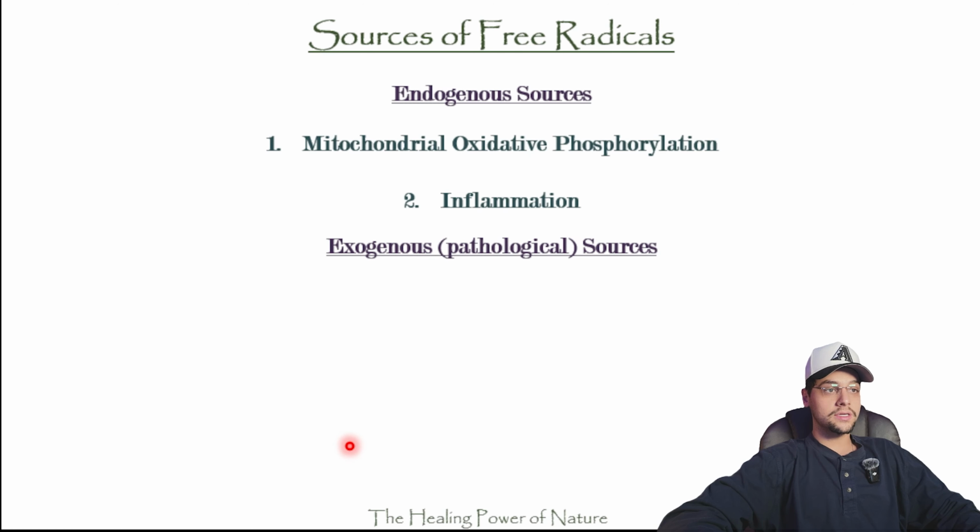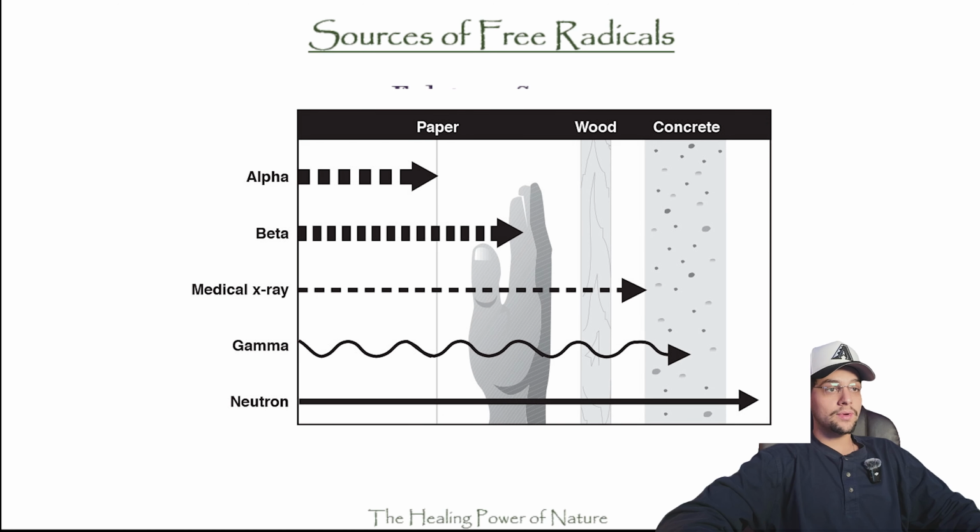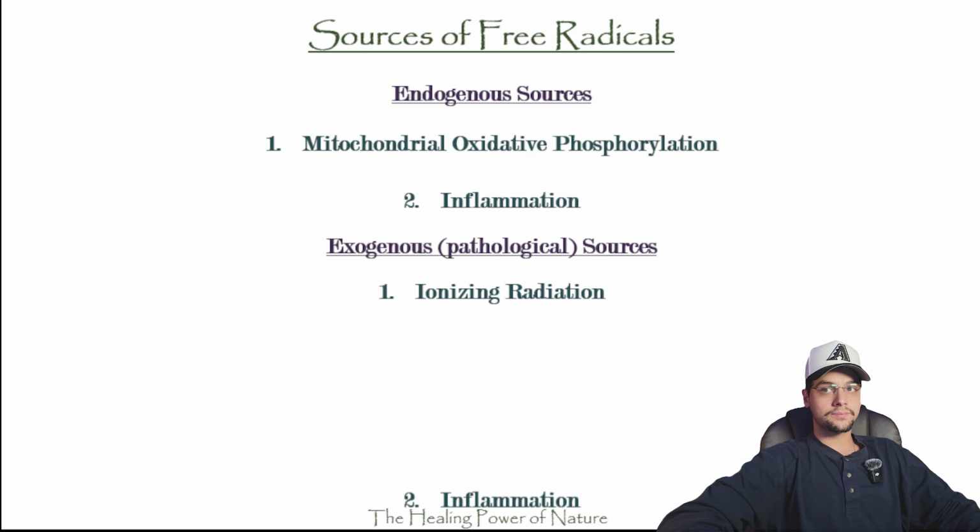Some exogenous sources, so pathological generation of free radicals. Free radicals can also form abnormally in the body due to specific triggers. So ionizing radiation, like we talked about: high energy radiation like X-rays and gamma rays actually split water molecules into hydroxyl free radicals, or OH. Examples would include radiation therapy, where cancer treatment generates free radicals to kill tumor cells, but it can also damage normal tissue like skin or mucosa. Remember, radiation rips water apart.